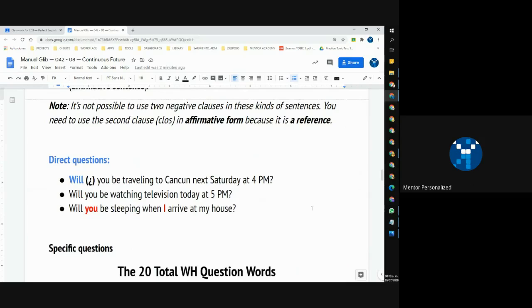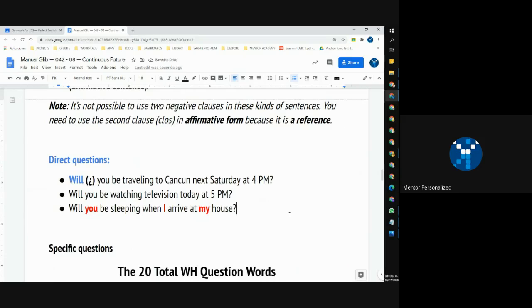I won't be sleeping when you arrive at your house. Yo, vamos a decir, I won't be sleeping when you arrive at my house. I will be waiting for you. Yes. Repeat, please. Will you be sleeping when I arrive at my house? I won't be sleeping when you arrive at your house.